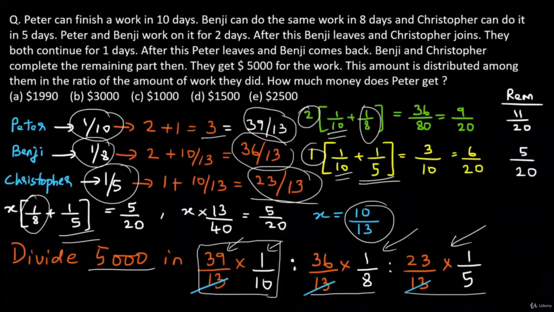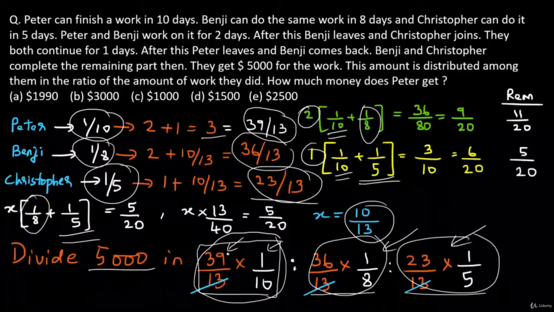Alright, now let's multiply throughout with 10. That is, I'm multiplying this and this with 10. So I get over here 39 by 10 into 10, that is 39 itself. This is 36 by 8 into 10, that would be 45. And over here I have 23 by 5 into 10, that's 23 into 2, which is 46. So this ratio over here is the same as 39 is to 45 is to 46.